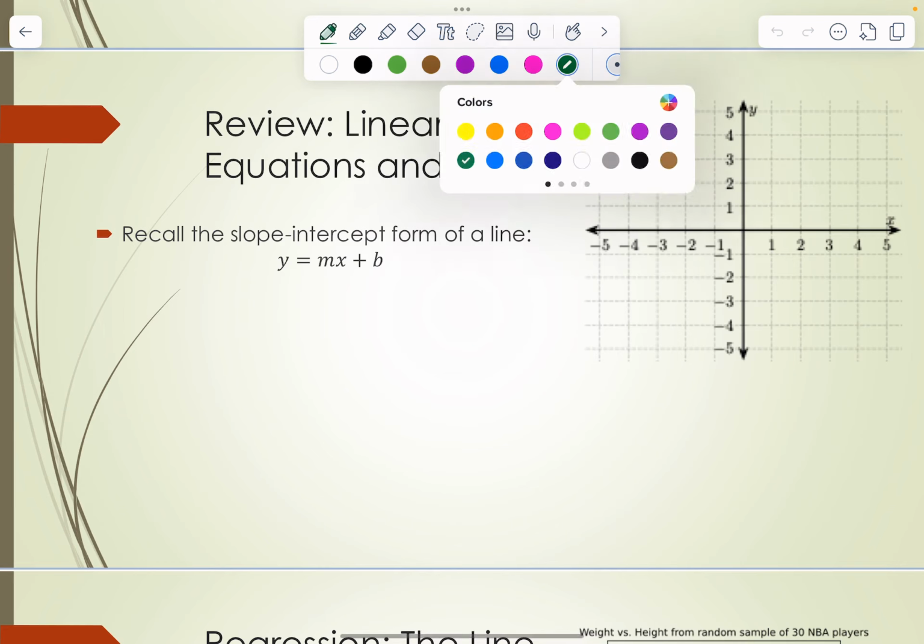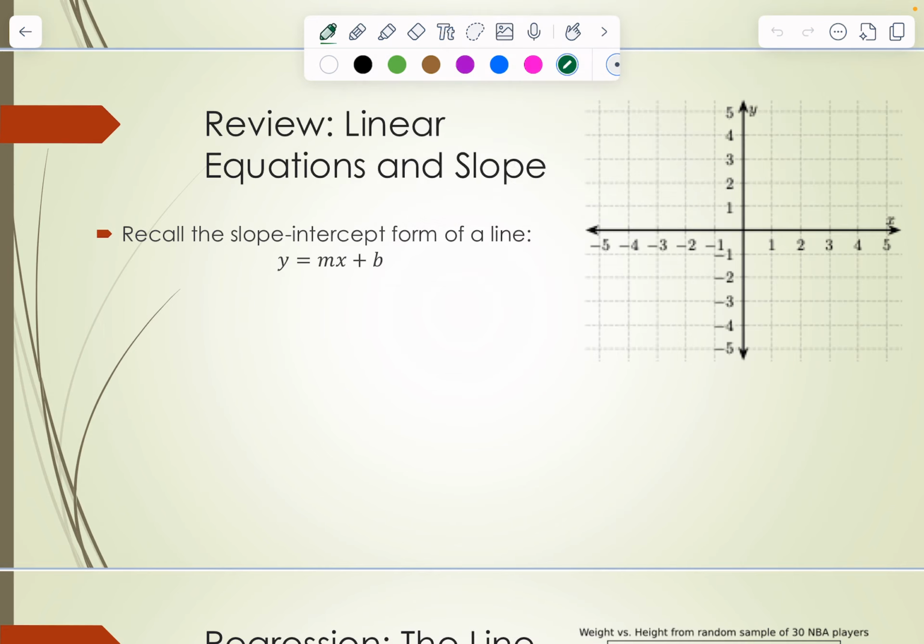Let's start with the equation for a line, y equals mx plus b. This m is the slope of the line. This b is the intercept. The graph of the line is the set of all points that satisfy this equation, the set of all points that make that equation true. So, for example, if we have y equals 2x minus 3, if I plug in x equals 0, what do I get for y? Y equals 2 times 0 is 0, minus 3 is negative 3. That's my starting point, my intercept, which is where the graph intercepts the y-axis.